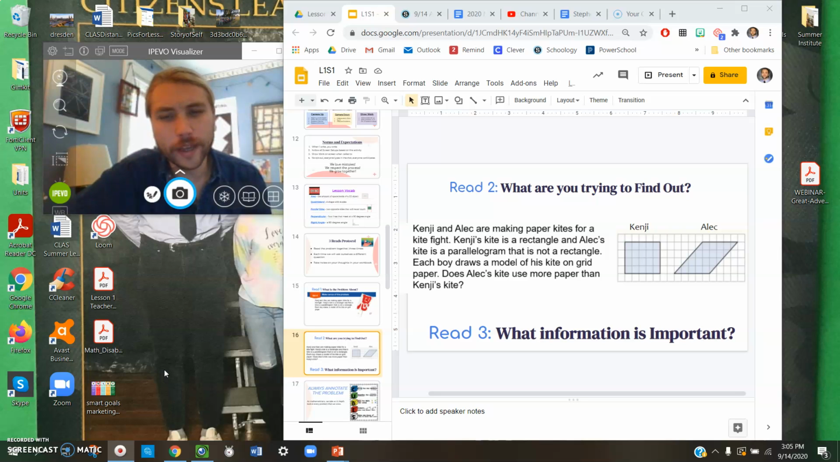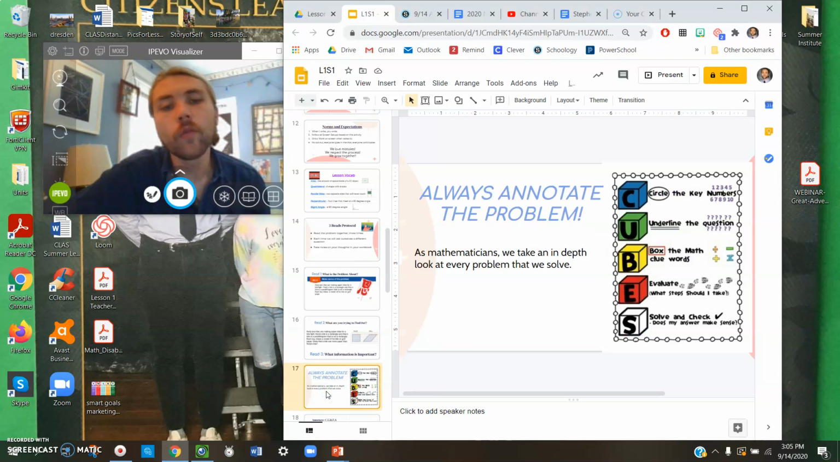All right, now for read 3, what information is important? This is the protocol that we're always going to use for read 3. Whenever we try to identify what information is important within a math problem, we are going to annotate the problem. You always annotate the problem in mathematics, right? On the screen, you can see it says, as mathematicians, we take an in-depth look at every problem that we solve. Off to the right, you can see CUBES. CUBES is a really nice way to always remember the process that you take when solving a word problem in math.